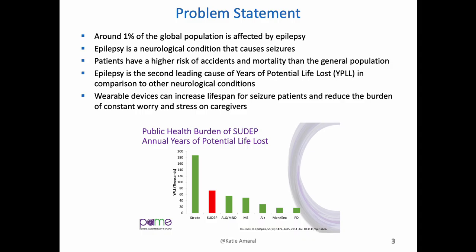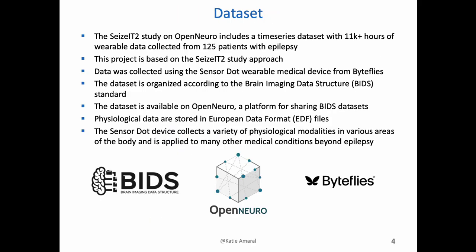Around 1% of the global population is affected by epilepsy, a neurological condition that causes seizures. Epilepsy patients have a higher risk of accidents and mortality than the general population. The goal of this work is to build a model for seizure detection, allowing alerts to be sent to caregivers such that medical treatment can be provided as soon as possible. The ability to detect a seizure early can be life-saving.